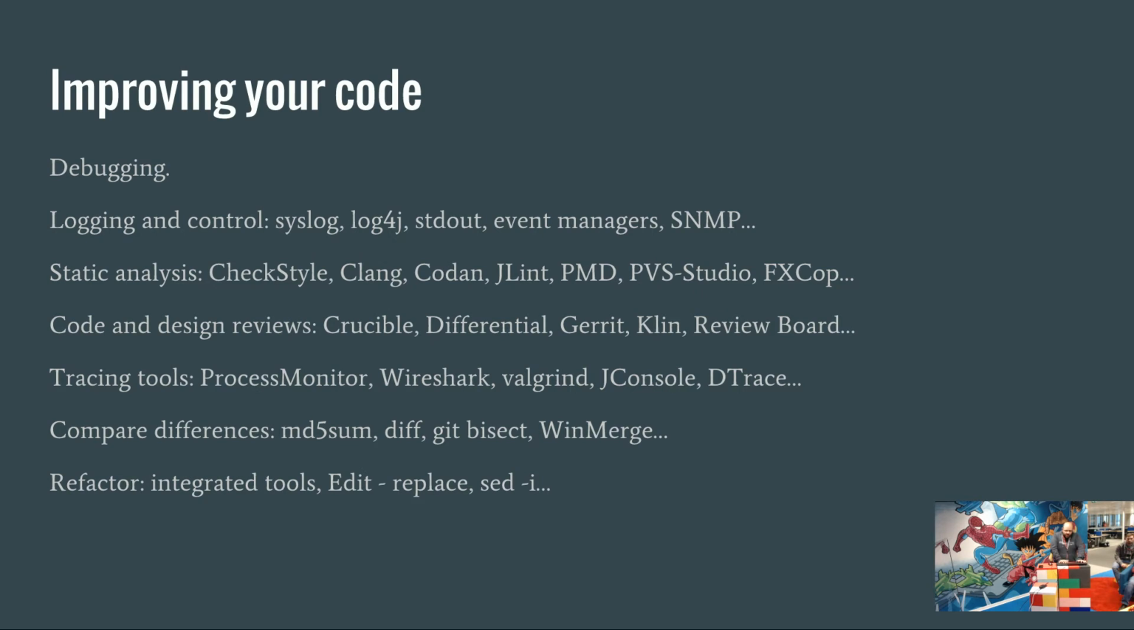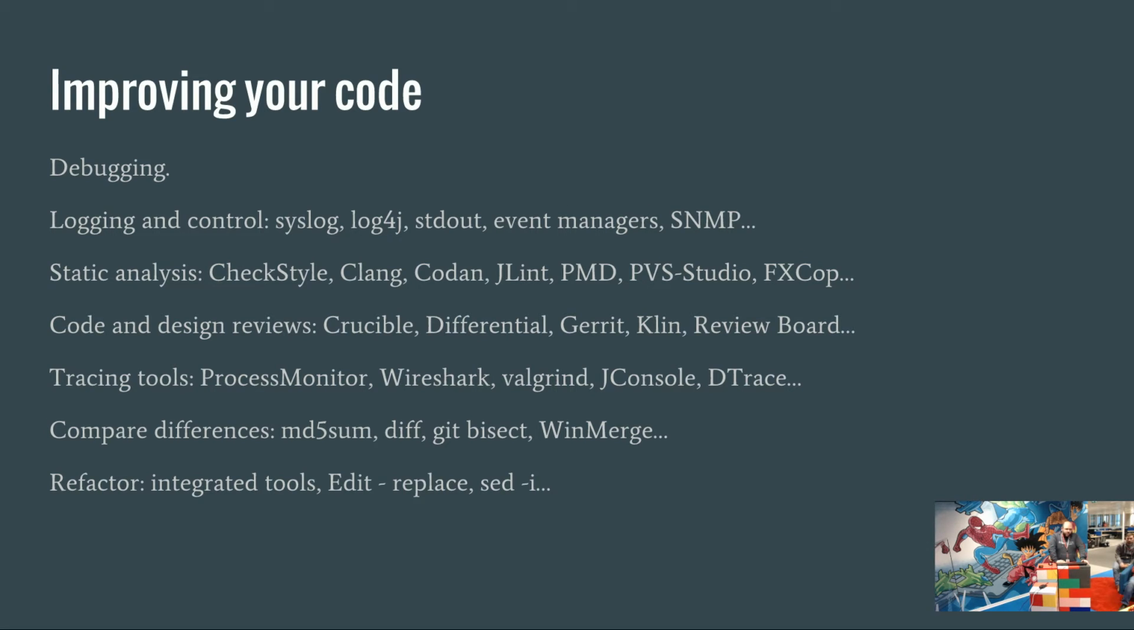Then, after we finish our projects, we have to improve our code continuously, and we have more tools, like tools for debugging. We have tools for logging and controlling the flow of our applications, like syslog, log4j, the standard output, event managers. We have static analysis tools for checking our code base and giving hints or warnings or useful information on how to improve our code, like Checkstyle, JLint, FxCop. There are a lot of them, depending on the technology we use.